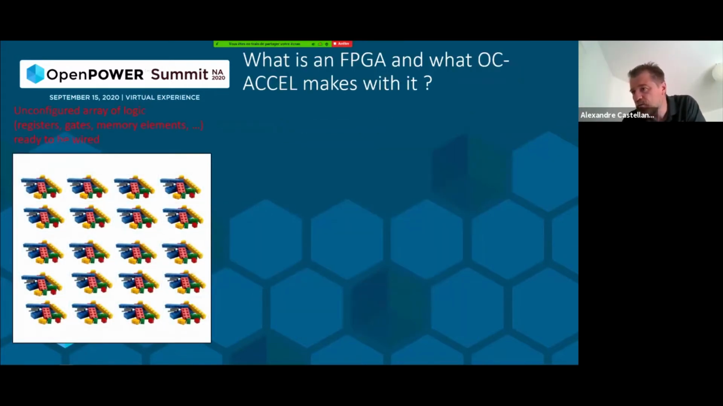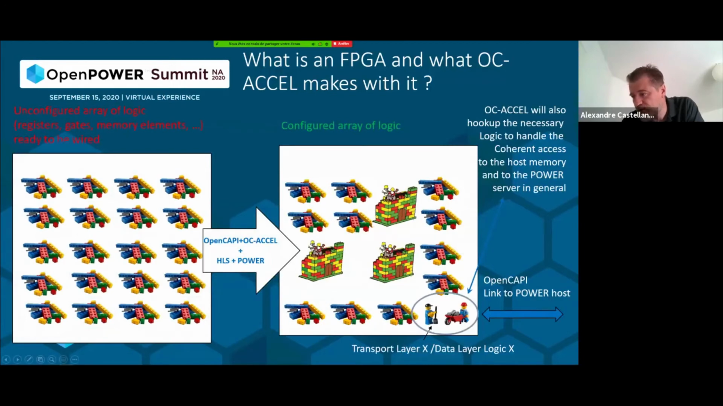So OC-Accel will help you to prepare these castles or these houses, but it will also ease the interconnection of all this logic with your POWER host system, thanks to the OpenCAPI technology. So it will not be only a fast link, which you can think about at first sight, but it's also a way to exchange data from the FPGA to the host memory, as we'll see.